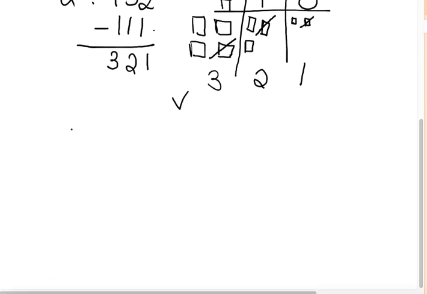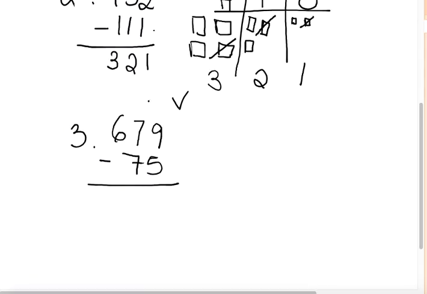Third example, we're going to try to do it without the visual representation. We're going to try to do it on our own. So again, we set it up. So our third number is going to be 679 minus 75. What's important to note here is I had to line up my ones, my tens, and my hundreds. There's no 100 in the second number, so I left that spot blank. And my tens lined up and my ones lined up.